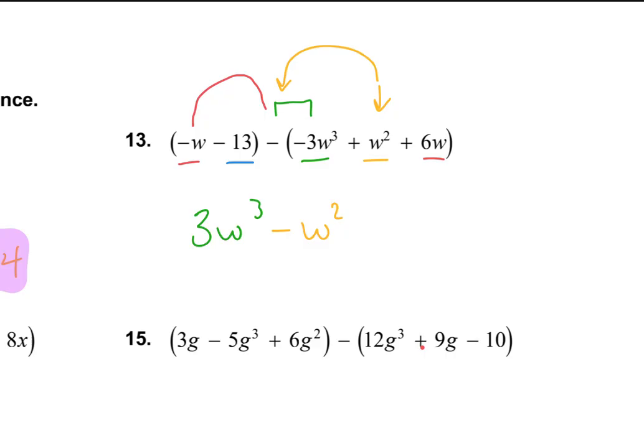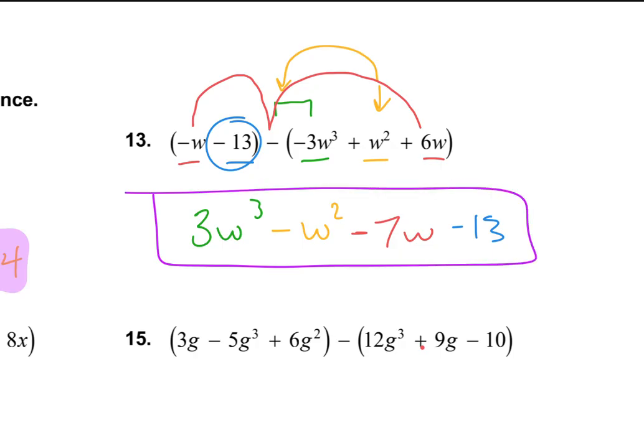Negative w minus 6w. Well, that's negative 7w. And then last but not least is our negative 13. And we are finished.